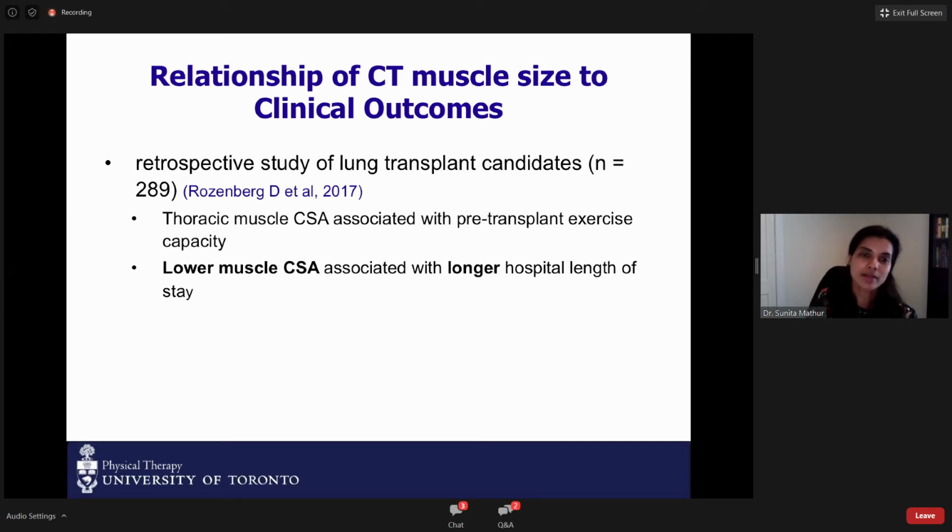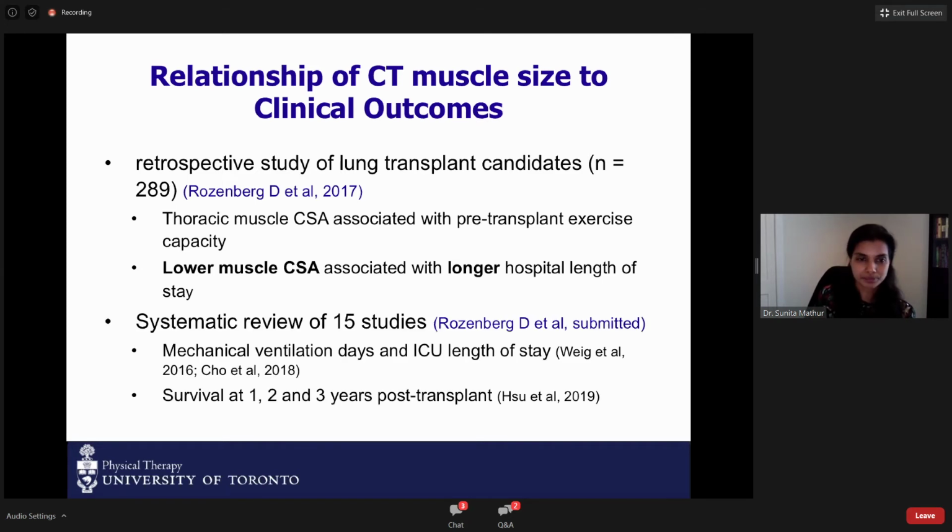And we found that their muscle cross-sectional area was associated with pre-transplant exercise capacity, so that people with a lower muscle area had lower exercise capacity. And in terms of clinical outcomes, people with a lower cross-sectional area of muscle on their CT scan also had a longer hospital stay after their transplant. So this translates into healthcare costs and also the overall health of the individual.